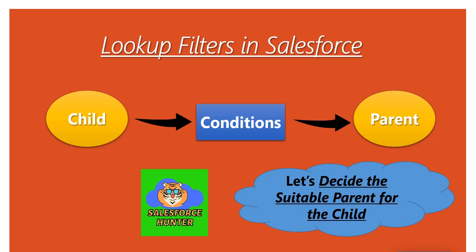Before we begin, keep one thing in mind: lookup filters could be designed either for master detail or lookup relationship. What a lookup filter does is decide to which parent a child should be linked. Since you are looking at this video, I'm assuming you know what a master detail relationship and a lookup relationship are.